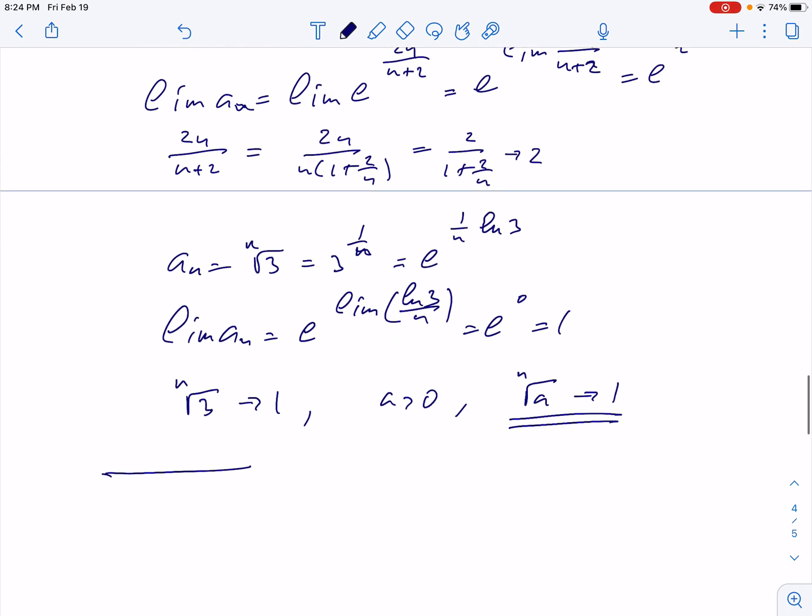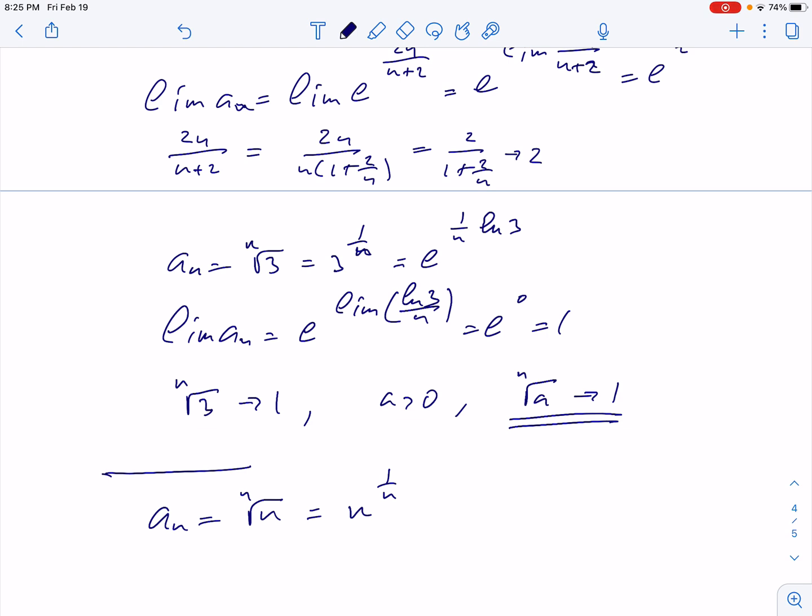Even more, look at this sequence. a sub n is the nth root of n. n grows, but also the index of the root grows. So it's written n to the power 1/n. When n grows to infinity, what will be the limit?